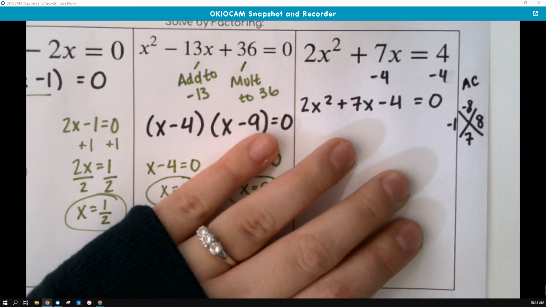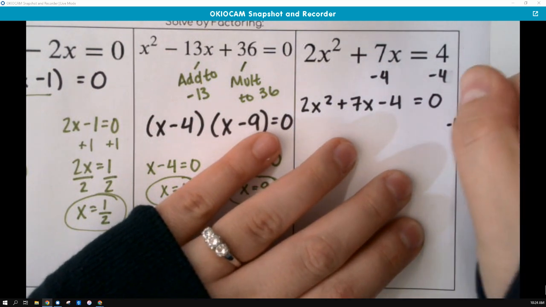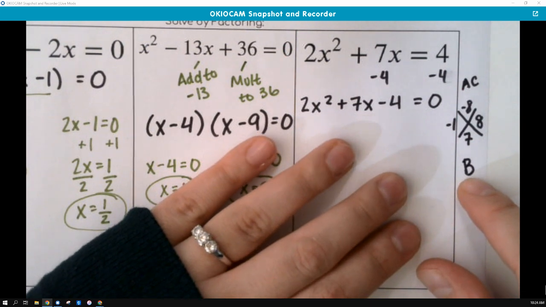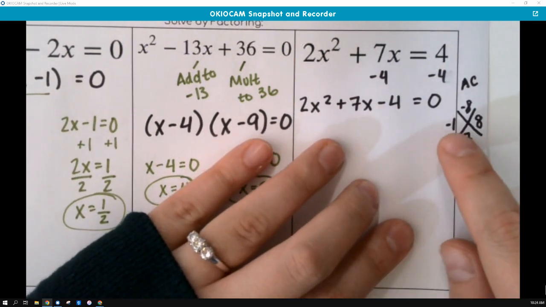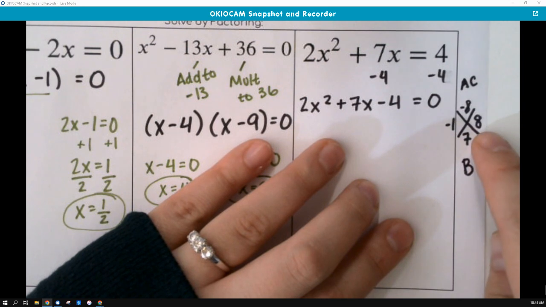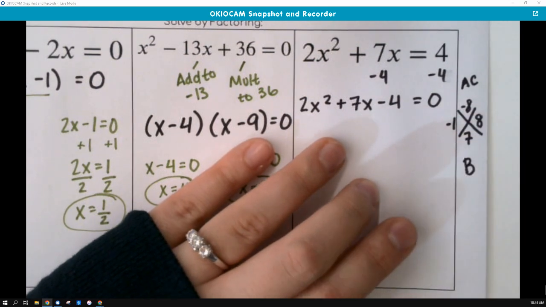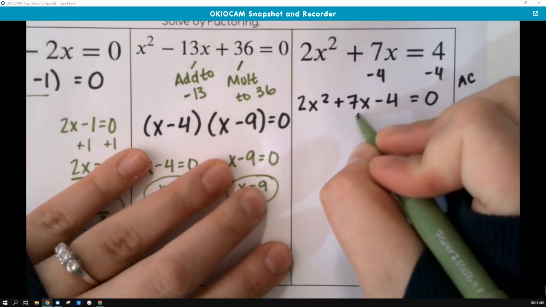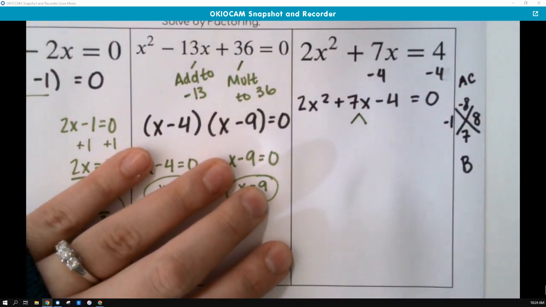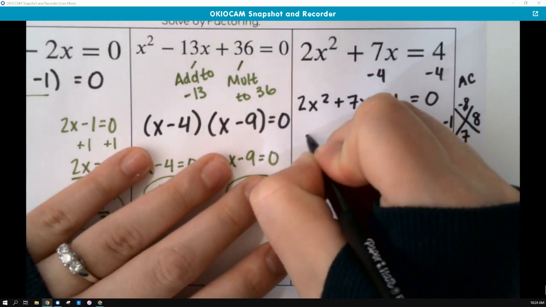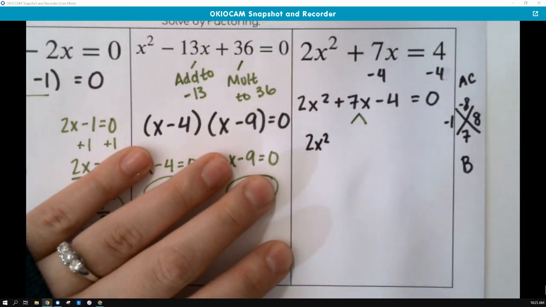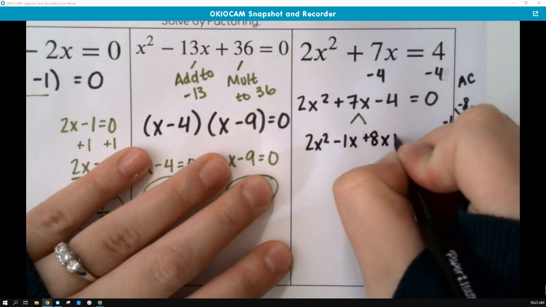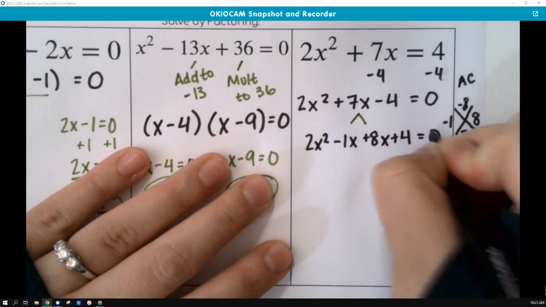So with the AC method, we find two numbers that multiply to AC, add to b. So we find that negative 1 and 8 multiply to negative 8, add to 7. And then this is the one where we would split up that middle term and then factor by grouping. So we now have 2x squared minus 1x plus 8x plus 4 equals 0.